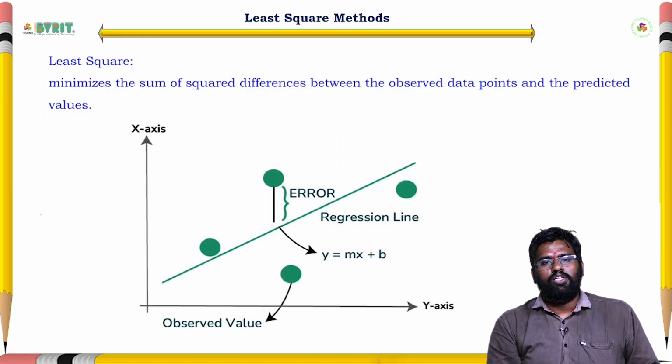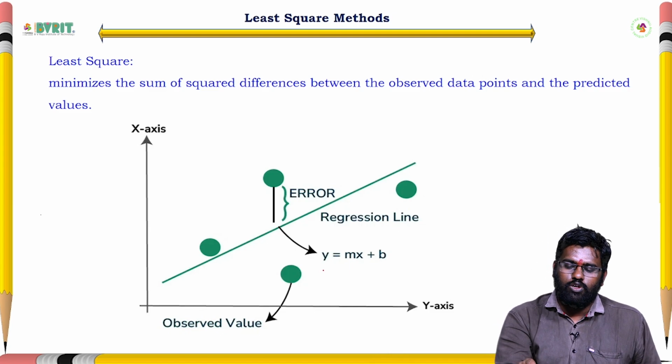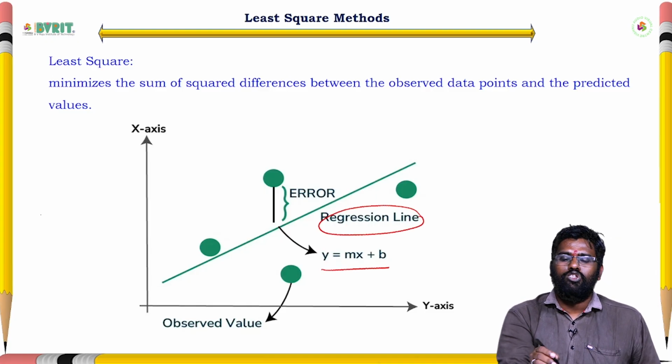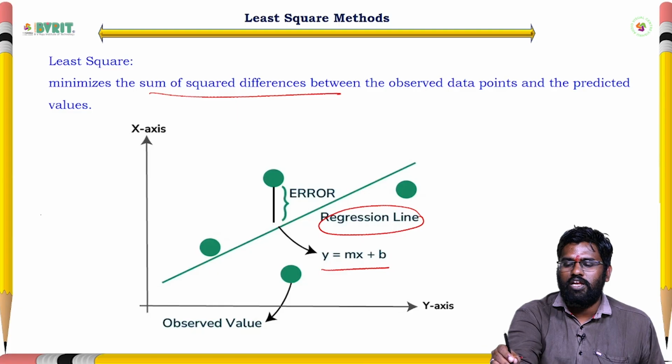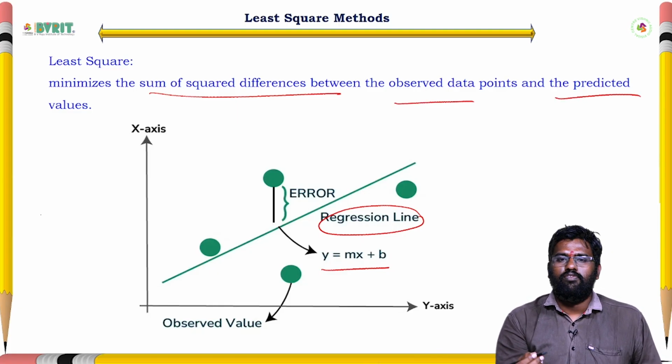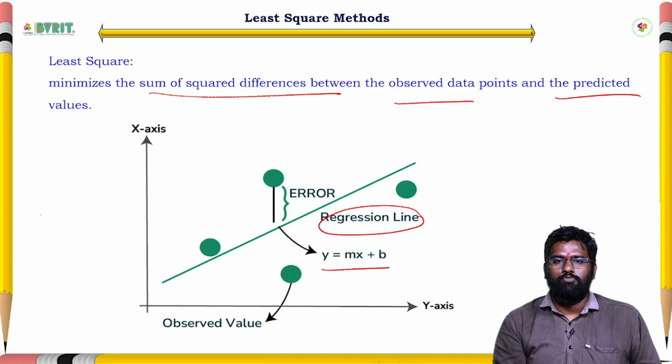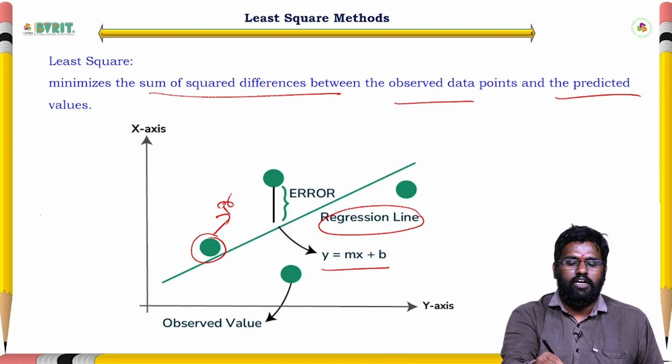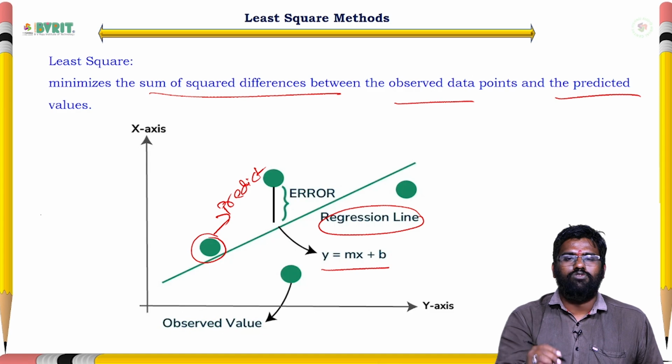So the least square method is used in linear regression, simple linear regression and non-linear regressions. Why are we using this? y is equal to mx plus b. This is the regression line, and the least square method is used to minimize the sum of square distances between observed data points and predicted data values. Observed data points means the values outside of the given boundaries, and predicted values are those near to our point. These all are called predicted values. We have to predict the values.